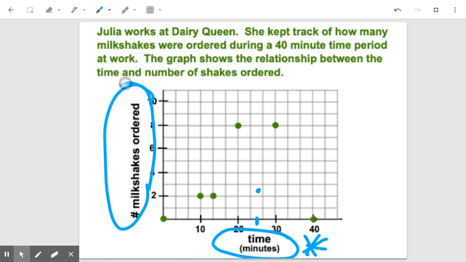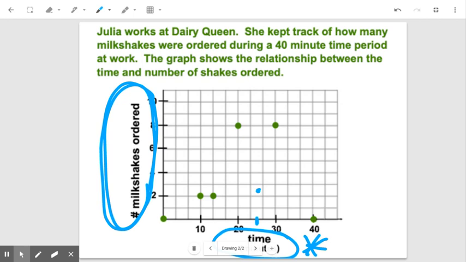But if I think about my number of milkshakes ordered, nobody's going to come up and order 5.5 milkshakes, 7.5 milkshakes, 12 1/3 milkshakes. So because the number of milkshakes in this case, the range, the y values, cannot be fractions or decimals, this graph has to be discrete. And so that's kind of an important thing to understand.